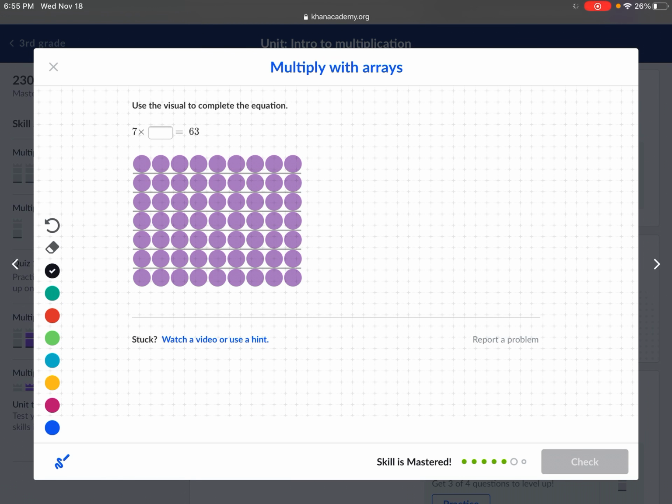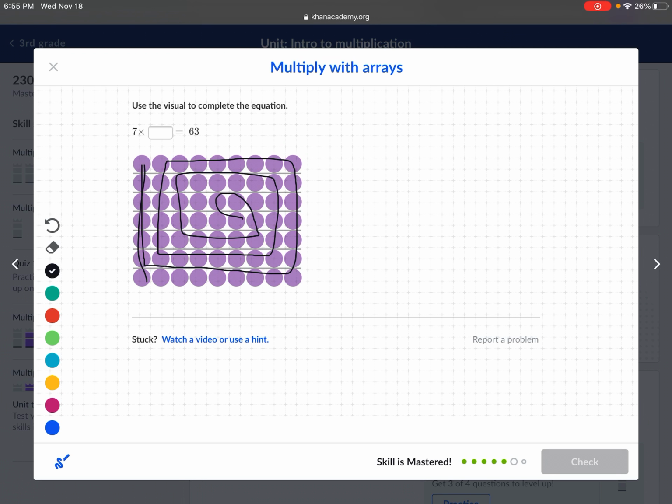Okay, 6 times what is 63? This is also the same thing. You can do 63 divided by 7. But since this comes in the multiplication table, I don't think you really need to. So you can either count all of these or just do this. It's asking us which one that is.